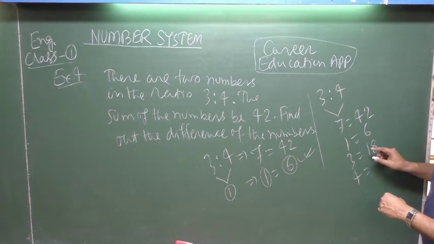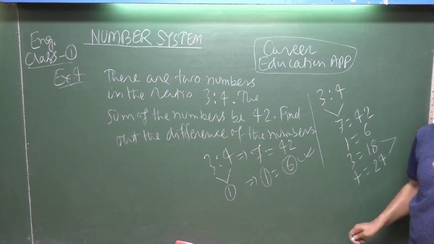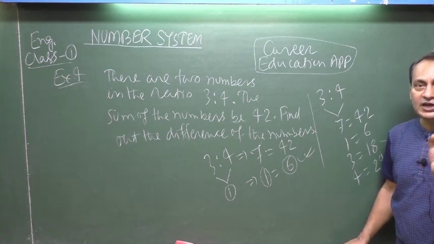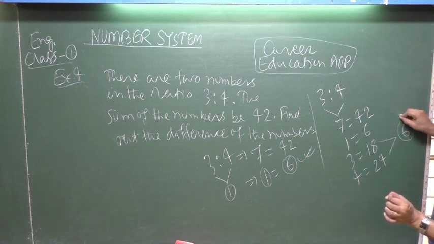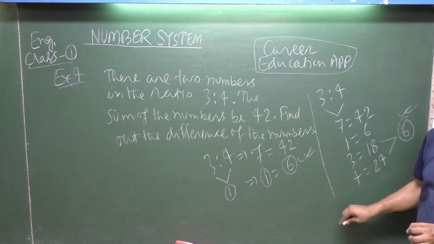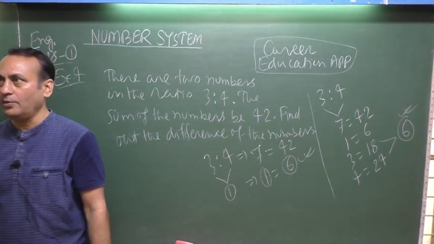4 units equal 4 sixes, sorry, 4 sixes are 24. Then the difference of 18 and 24 is 6. This is your answer. There are two ways. I have shown you both the ways here. Copy down fast.